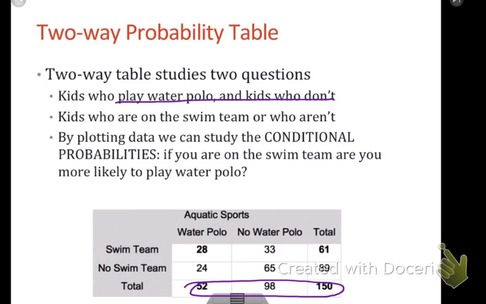So you'd take 52 divided by 150, or about 1/3 of the kids play water polo. In this case, I don't think this is Merrimani data. This is just random data.